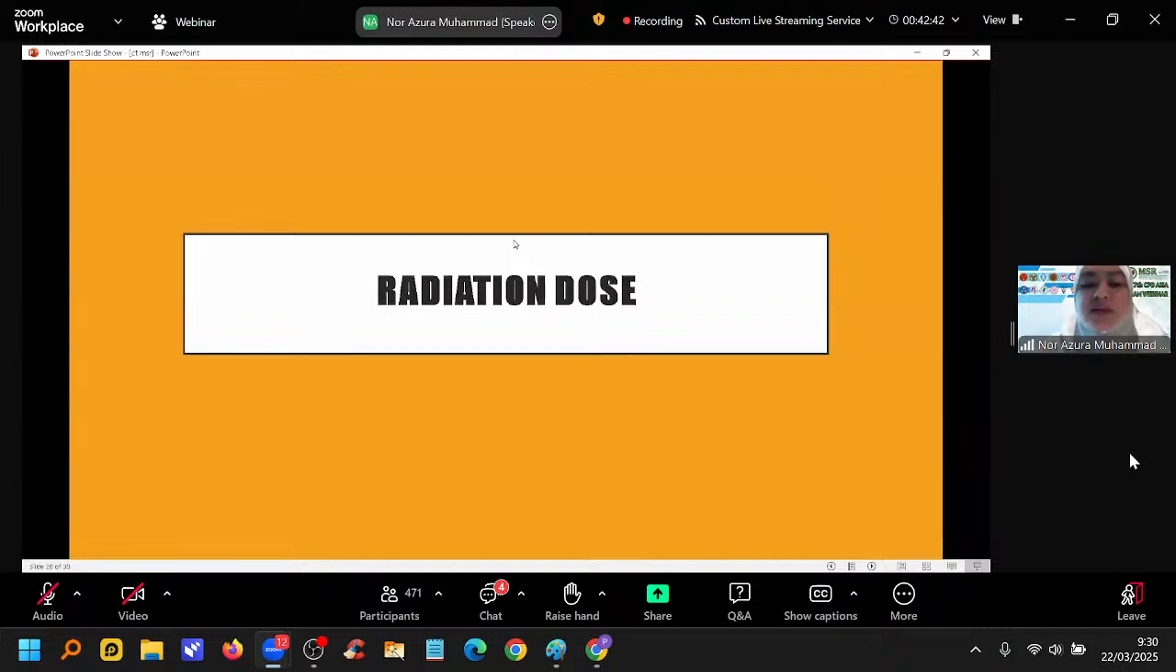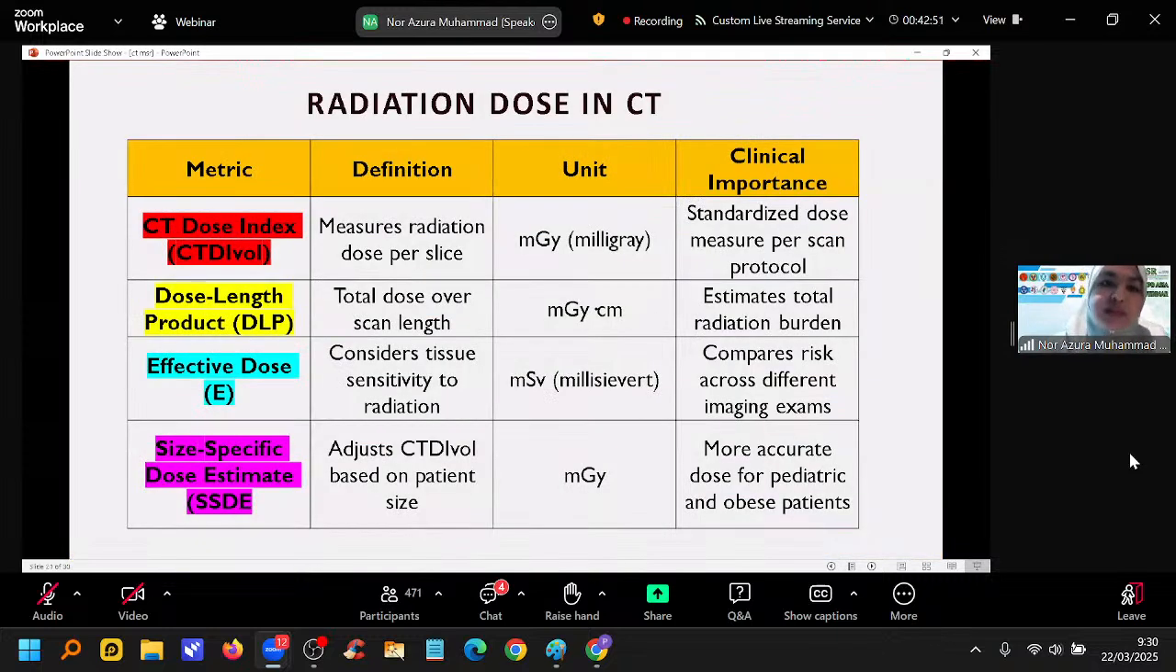Okay, last part of my presentation is radiation dose in CT. Okay, so radiation dose in CT consists of the CT dose index, dose length product DLP, effective dose, and SSDE, size specific dose estimate. Okay, so the CTDI volume measures radiation dose per slice, and the unit is milligray. Also, this CT metric is a standardized dose measure per scan protocol. And the DLP is the total dose over the scan length.